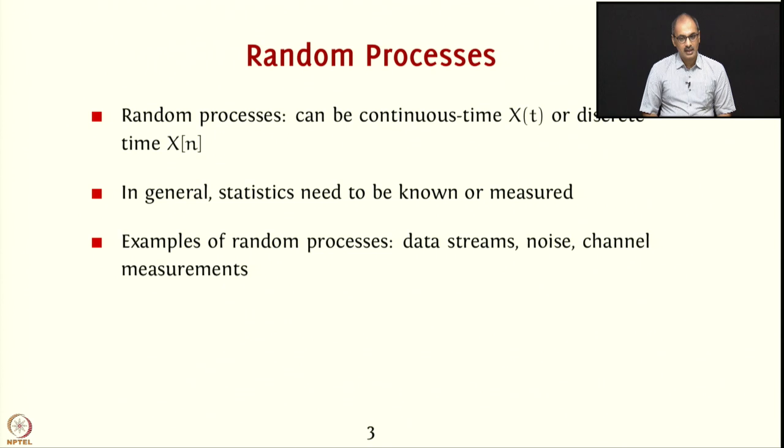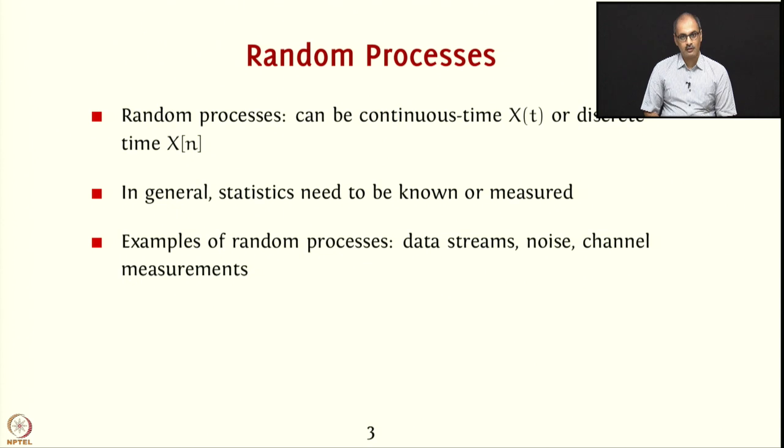Some examples of random processes are your data streams themselves, because let us say that you are dealing with a voice communication system. The system does not know in advance the words that you are going to speak. Therefore, all these systems model the input that is actually to be communicated as a random process. Noise, as we just discussed, is a random process.